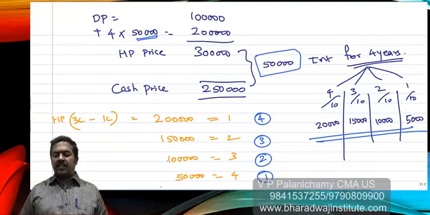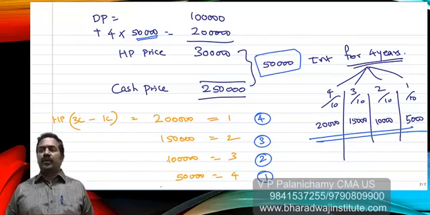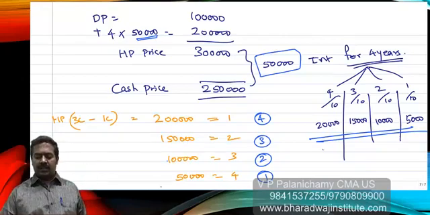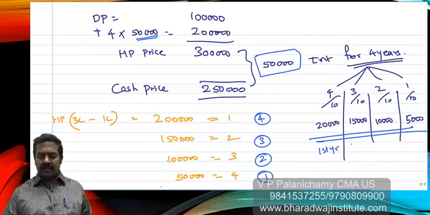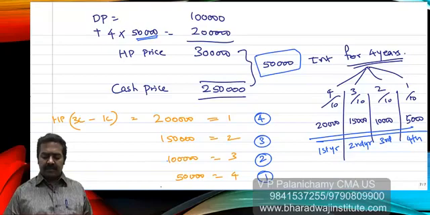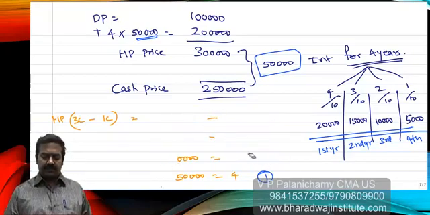This 50,000 is interest for how many years? 4 years. We write it in the reverse order. For first year, second year and third year. Of course, fourth year also.